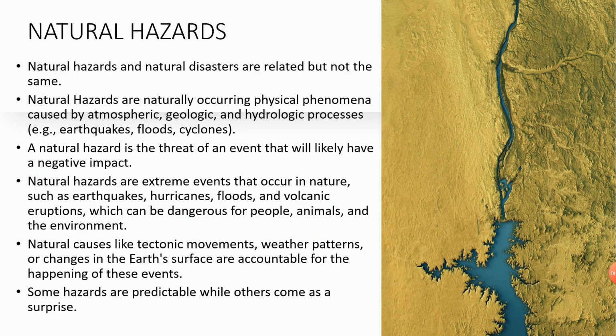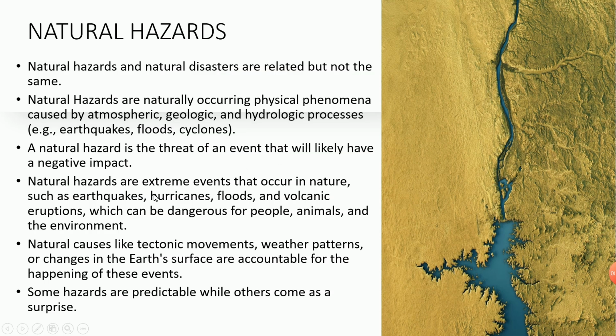So before entering into the topic, we have to have a clear idea about what is a natural hazard, what is a natural disaster, and then the term mitigation. So first is natural hazard. Natural hazards and natural disasters are related but not the same. Natural hazards are naturally occurring physical phenomena caused by atmospheric, geologic and hydrologic processes. For example, earthquakes, floods, cyclones. A natural hazard is the threat of an event that will likely have a negative impact.